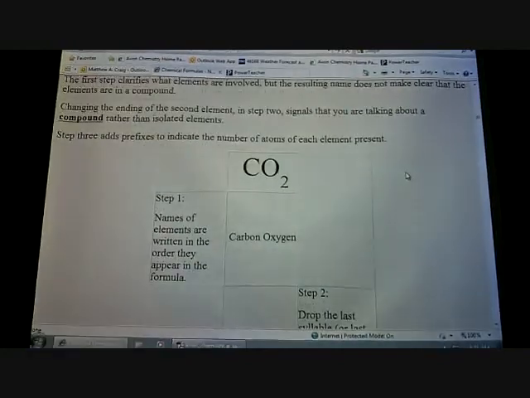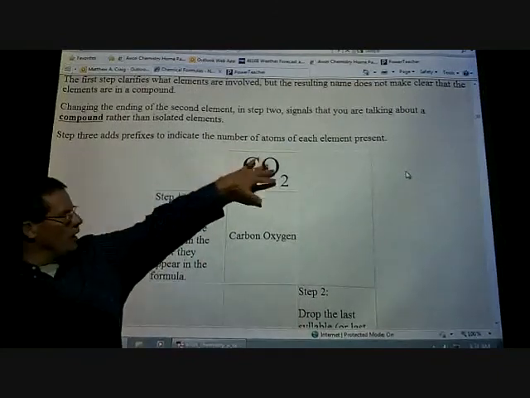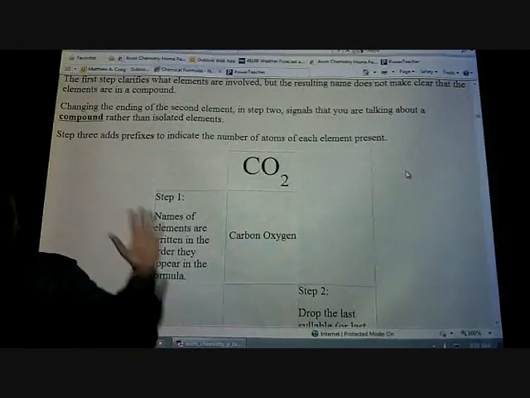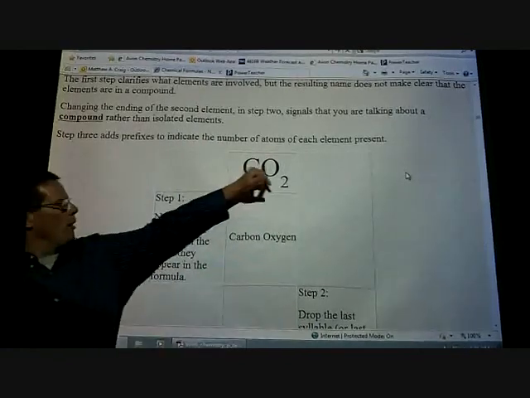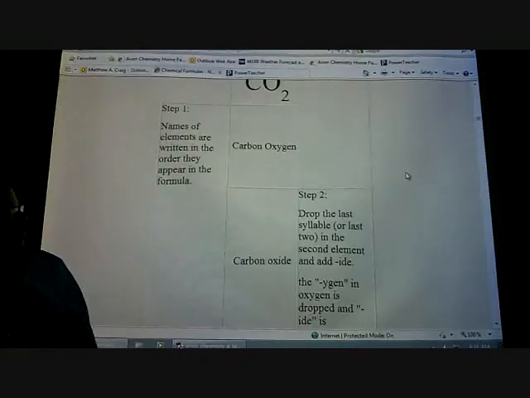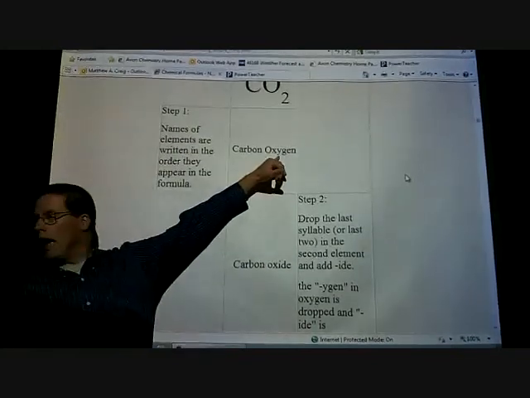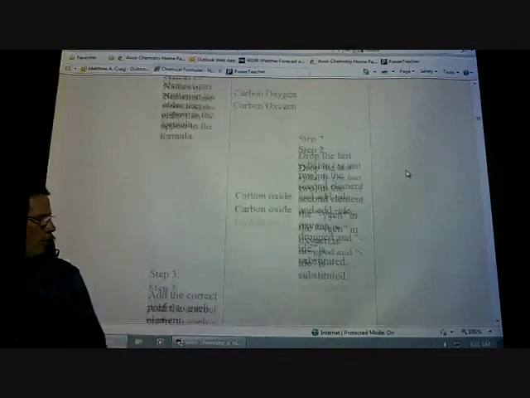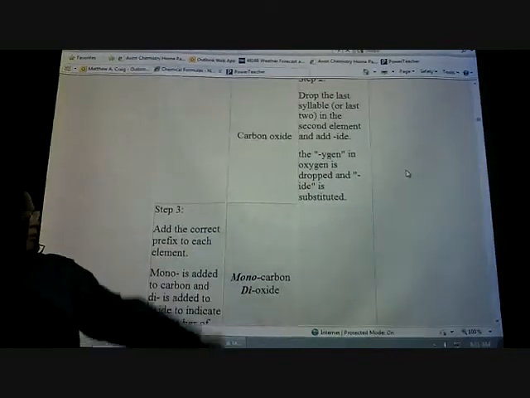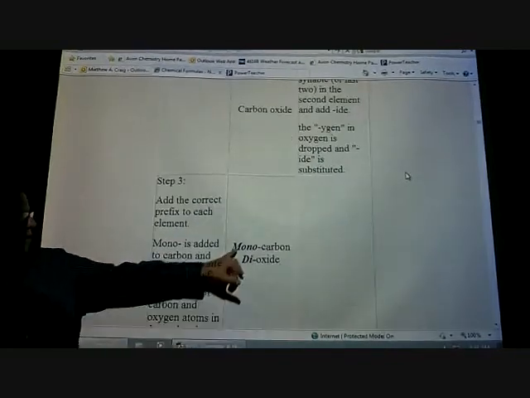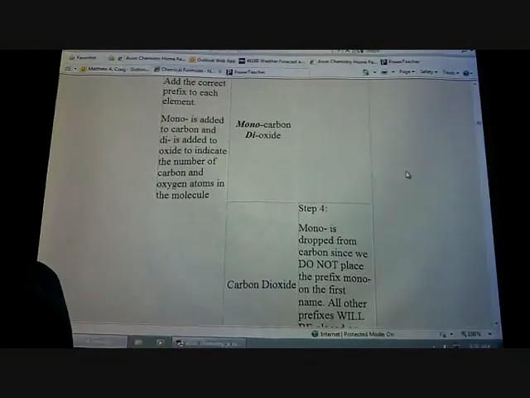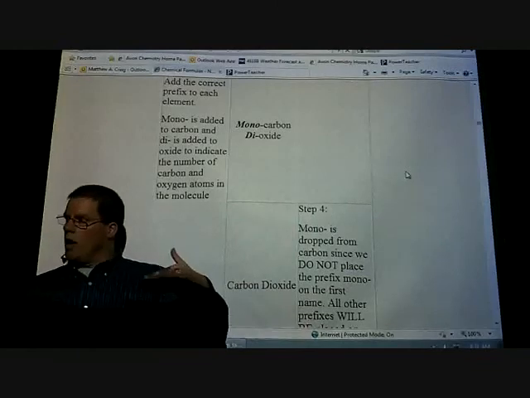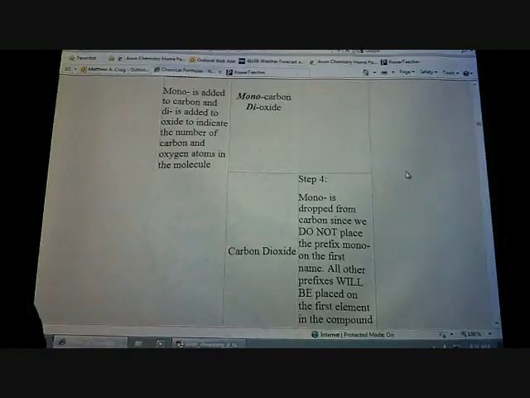And here's an example. CO2, the carbon dioxide. So again, I wouldn't do this every time. Hopefully you'll get into the pattern of recognizing what you need to do. So we have carbon and oxygen, and then we're going to drop the last syllable or last two syllables and add IDE, so carbon oxide. And then we're going to add the prefixes to represent each, monocarbon dioxide, and then step 4, mono is dropped on the first element. So this is what's going on in your mind when you name these things from now on.